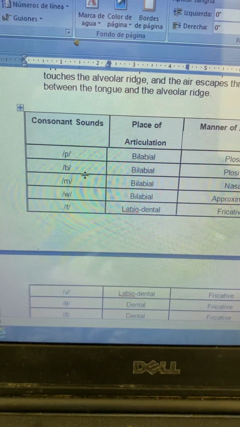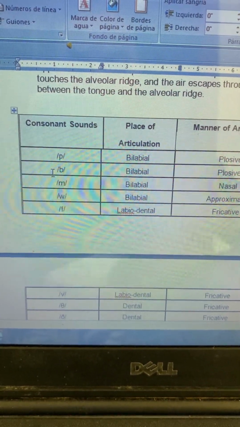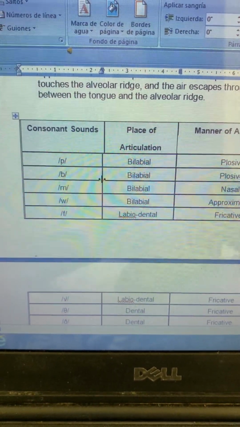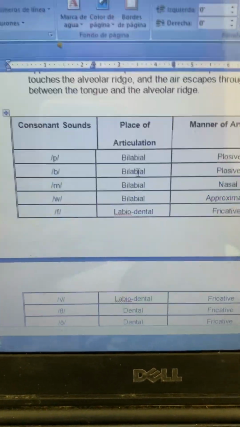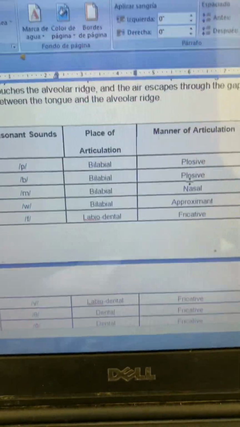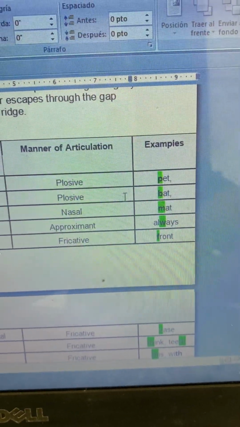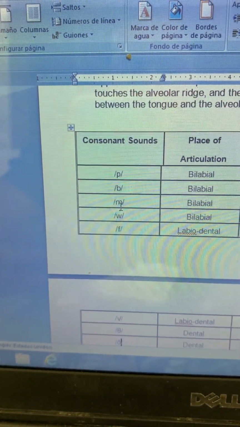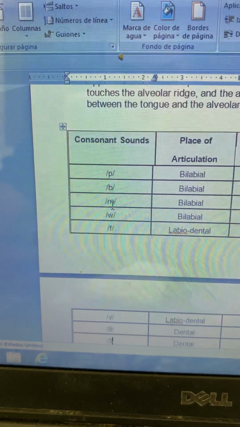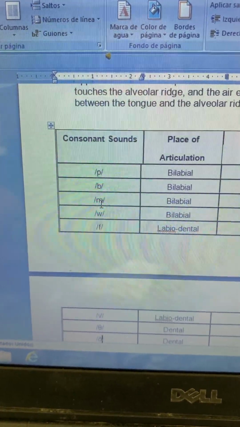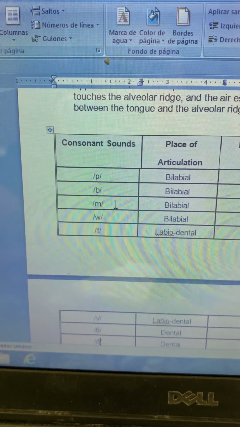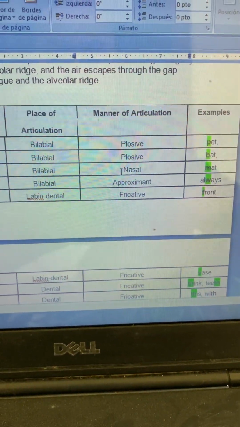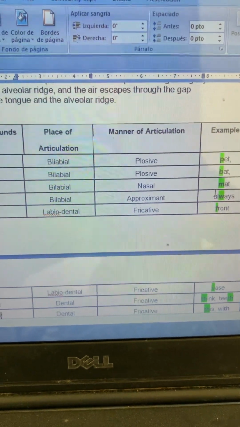And the second one that we have here is B, which is voiced, bilabial, plosive. For example, bat. And here we have M, which is voiced, bilabial, nasal. For example, mat.